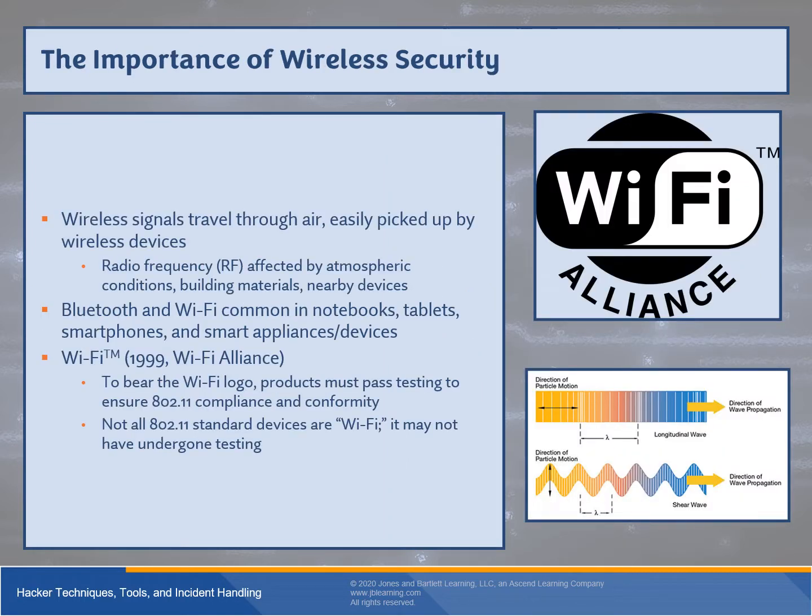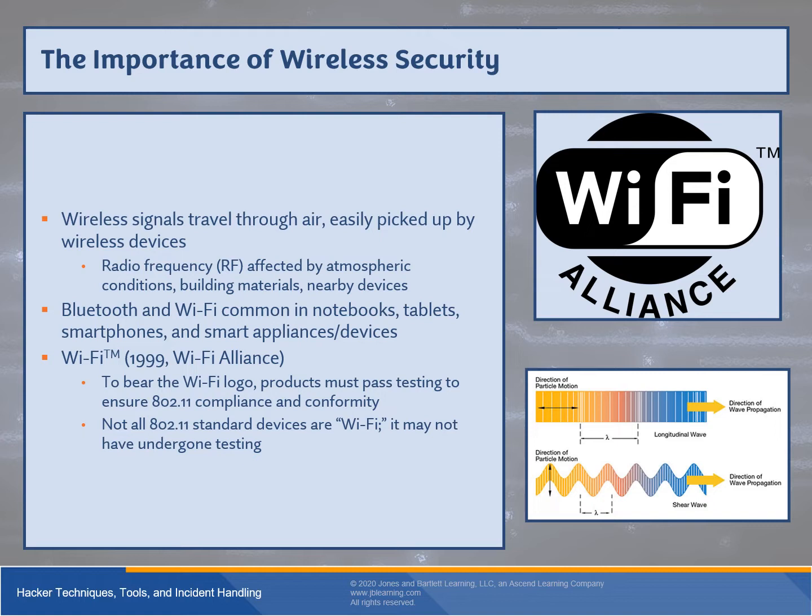So wireless signals travel through the air where they are easily picked up by wireless devices. Essentially, the electromagnetic frequencies that are being transmitted get picked up by a specific resonating antenna in the receiving device, and then they are able to transmit back. So radio frequency can be affected by a lot of stuff. Atmospheric conditions, building materials, nearby devices. If you've ever used an old school tape deck or a certain type of microphone, you hear a hum. That could be that you're too close to a particular device that might be causing interference.